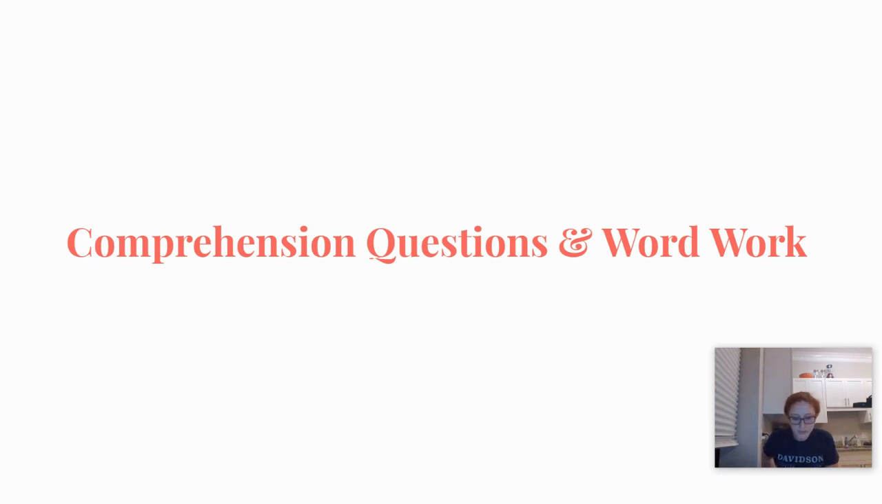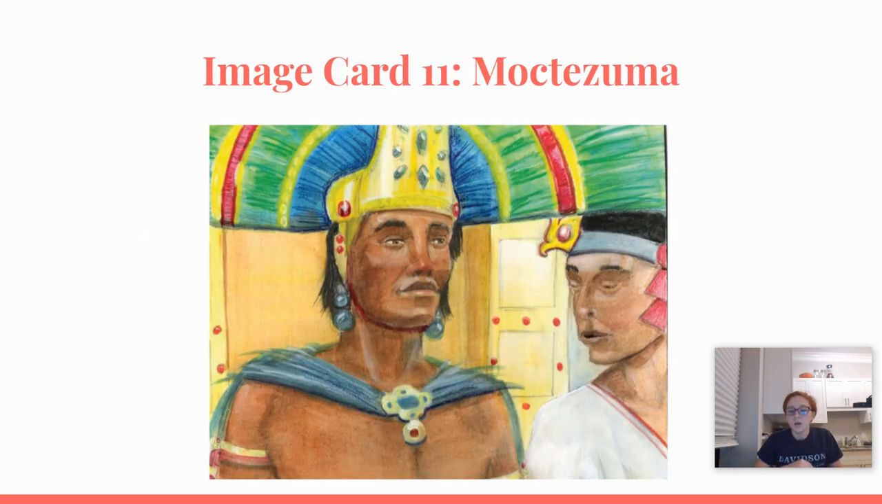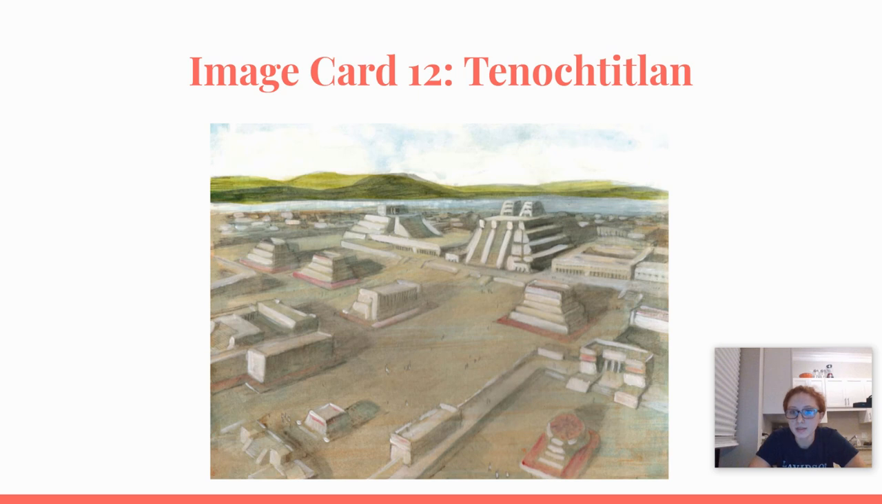All right, guys. Where would we put this card? Leaders, cities, farming, writing, religion. Leaders, right? Because that is Montezuma, which is their emperor, and an emperor is a leader. What about this? This is Tenochtitlan, okay? Where would this go? Leaders, cities, religion, farming, writing. Cities, right?